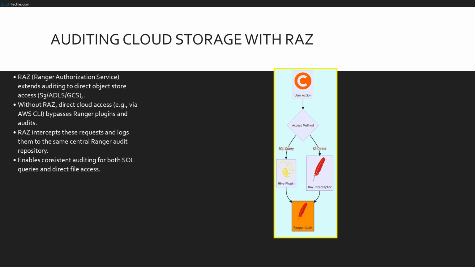This flow shows the unified auditing path. A user action splits based on access method. An SQL query goes through the Hive plugin. A direct S3 request goes through the RAZ interceptor. Crucially, both paths converge at the Ranger audit node, ensuring a single source of truth for all data access events, regardless of the entry point.